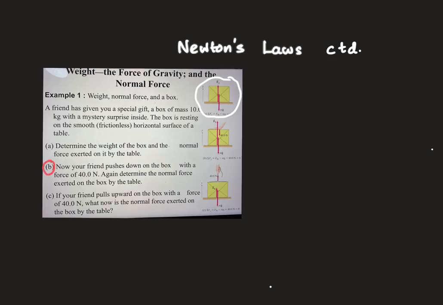It says now your friend pushes down on the box with a force of 40 Newton, and this is the corresponding picture. Let's have a look and follow the steps. First of all you can draw the box and then collapse everything to a dot. So this is part B, and here I am collapsing the box onto a dot, and there you have F of G, which equals mass times g, and then the normal force Fn, and in addition to that there is a 40 Newton force.